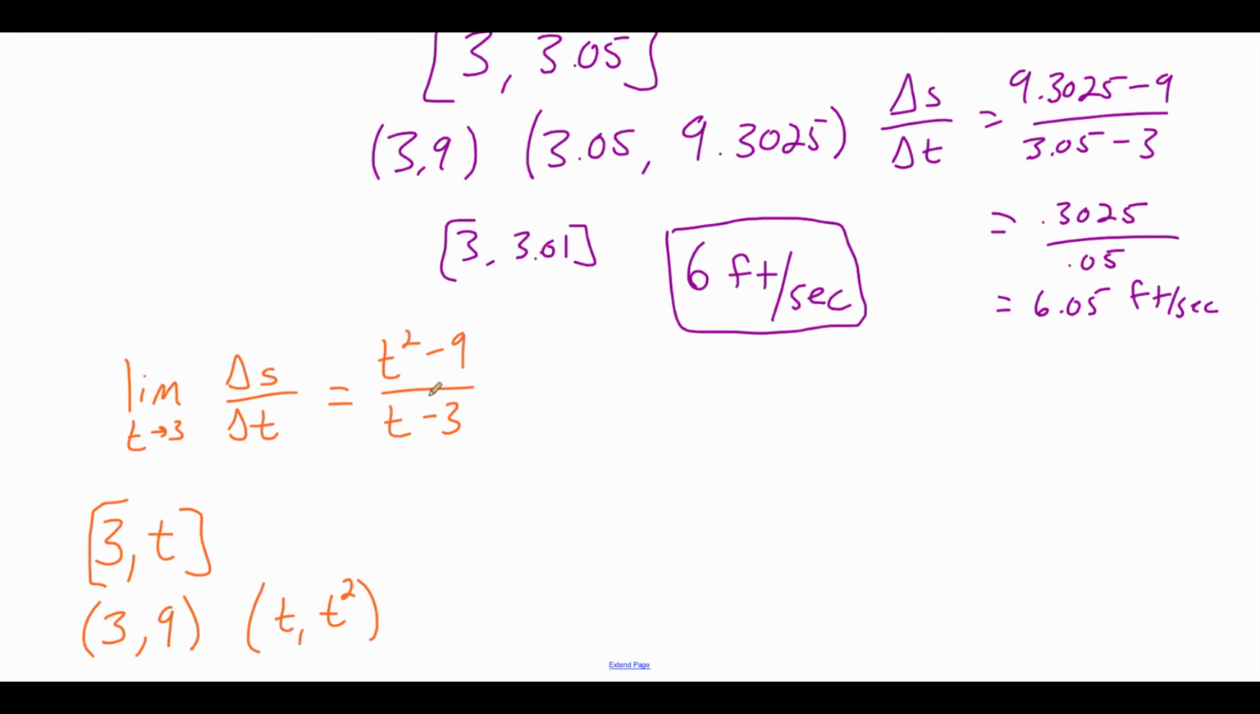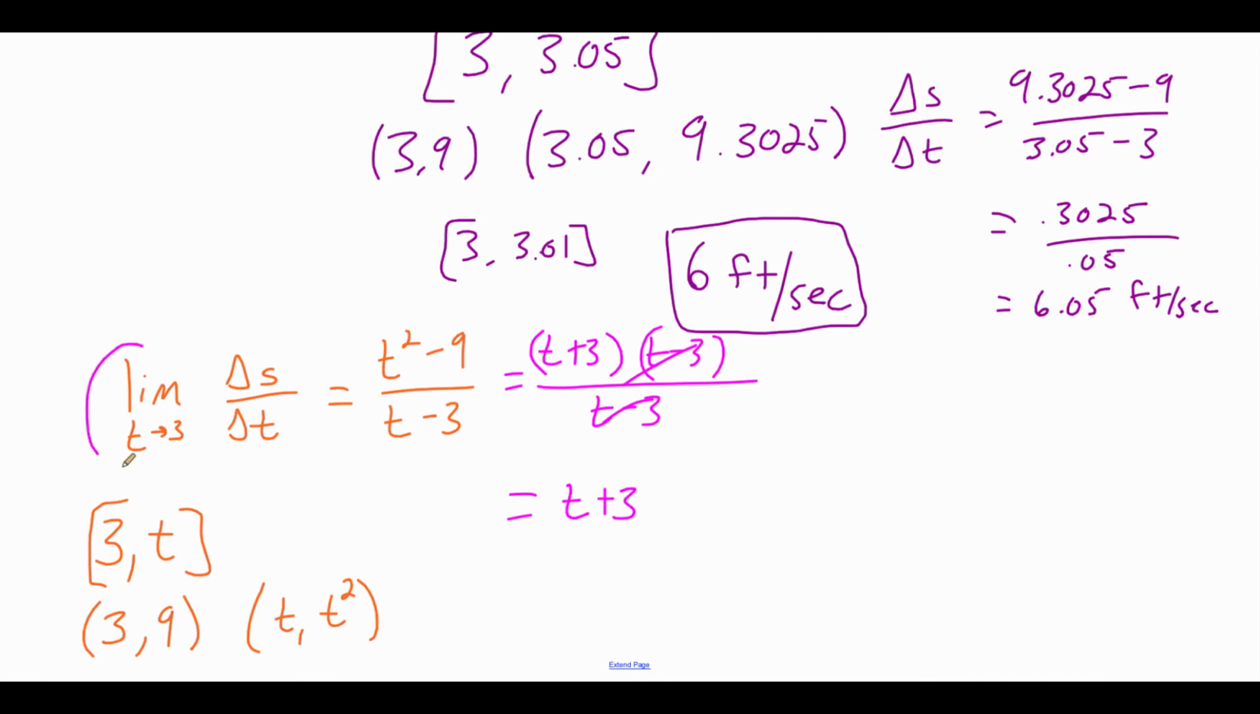Now what I want you to notice on top is we've got a factorable quadratic. That's a difference of perfect squares. So we can factor that into t plus 3 and t minus 3. And then this is still over t minus 3. Now notice we've got this t minus 3 on top and on bottom, so those are going to cancel each other out. So that's just going to leave us with t plus 3.